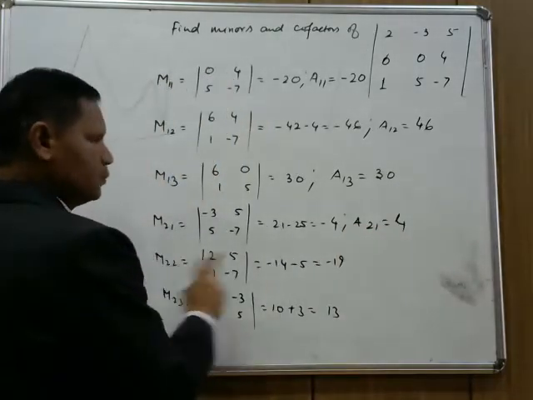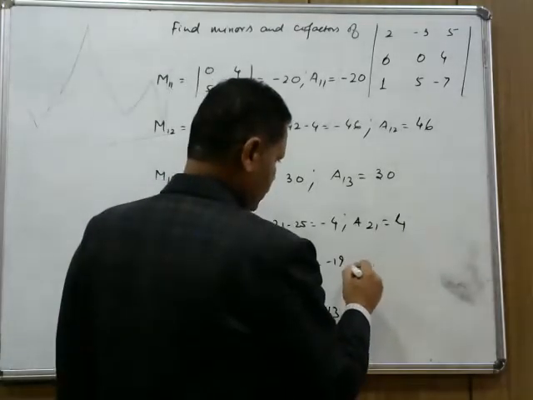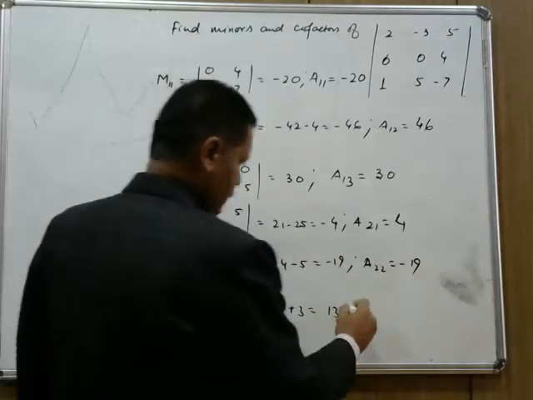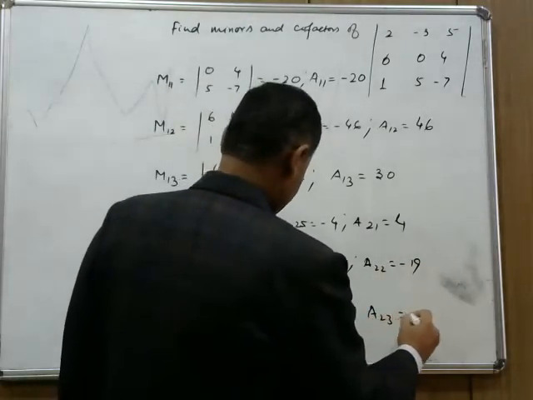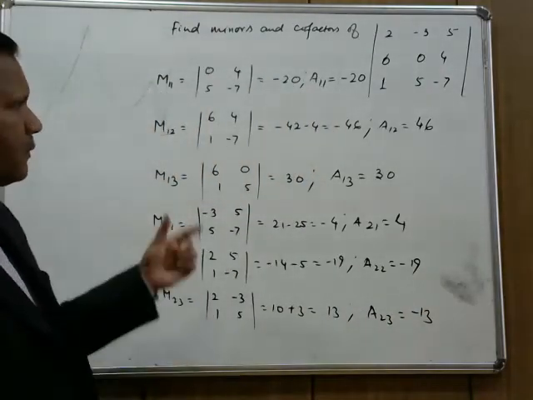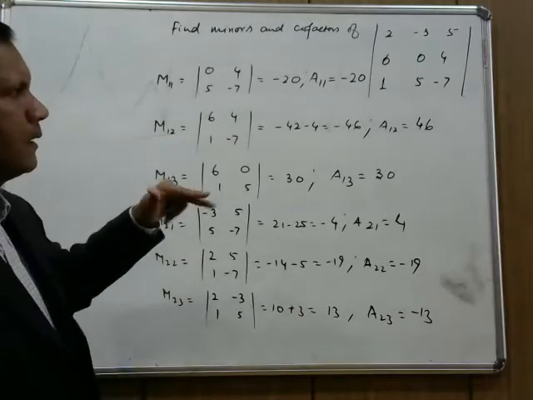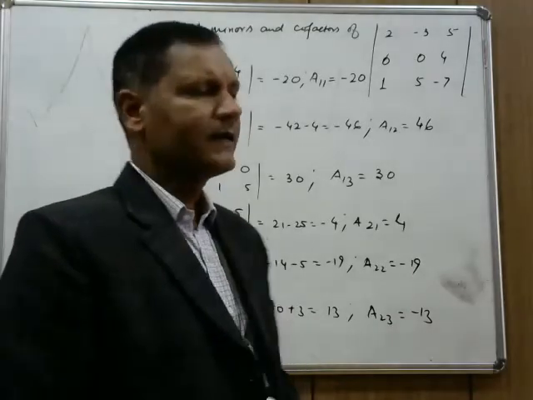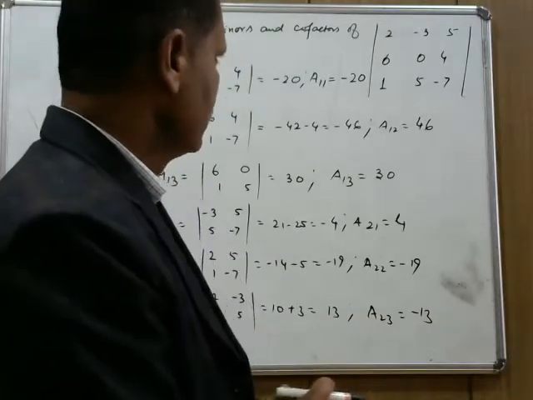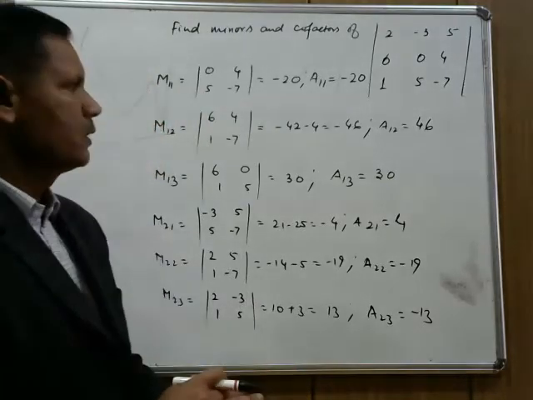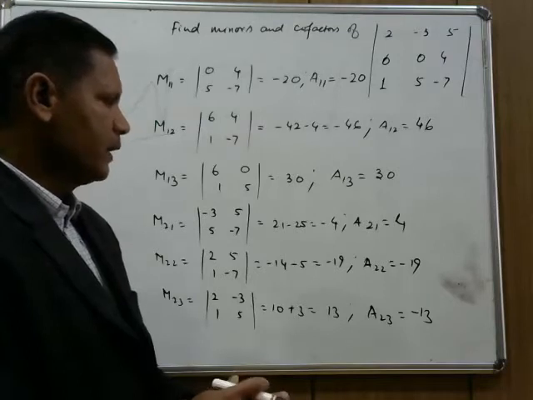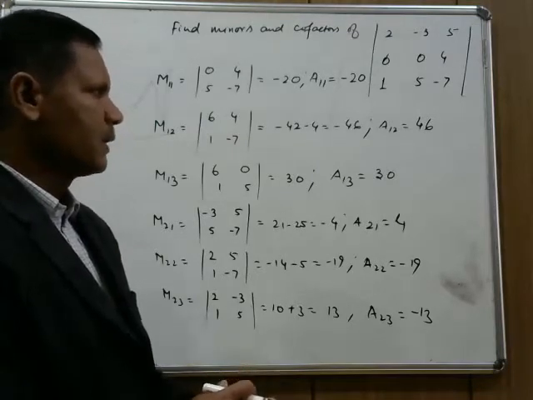Now when M22, it will not change, that's why the value of A22 will remain minus 19 only. And the value of A23 again it will change, it becomes minus 13. This is the way. That's why simply we have to calculate the minors and accordingly change the sign of the minors to write the cofactors. Okay, so now A11 is minus 20, A12 is 46, A13 is 30, A21 is 4, A22 is minus 19 and A23 is minus 13.